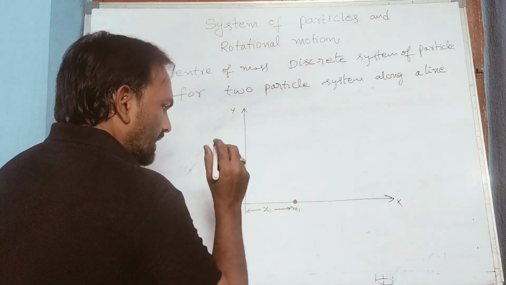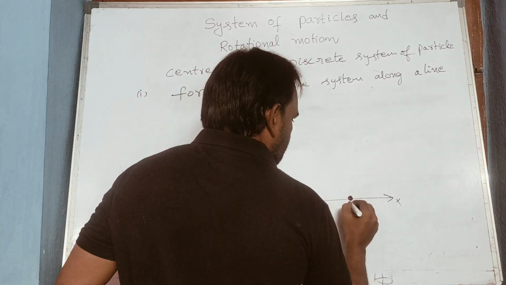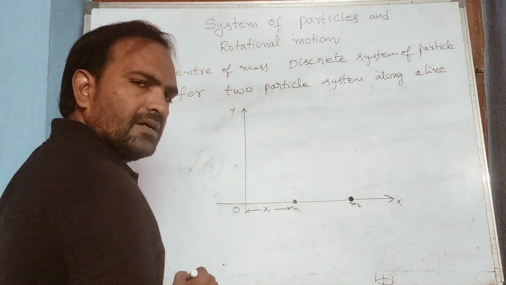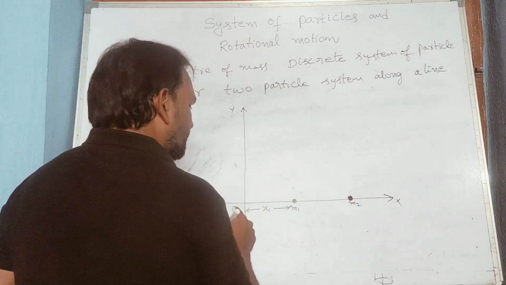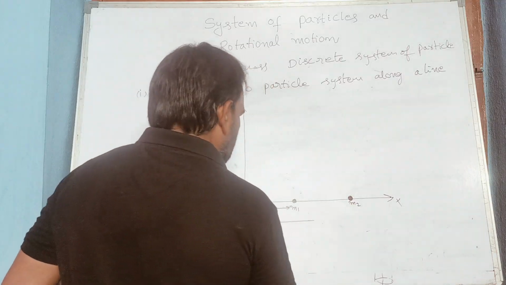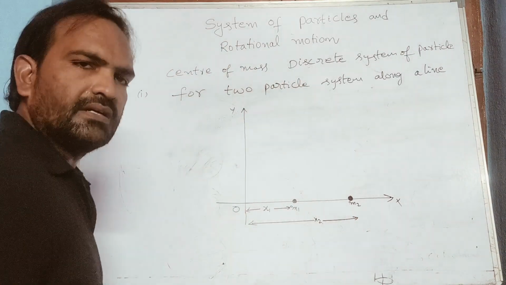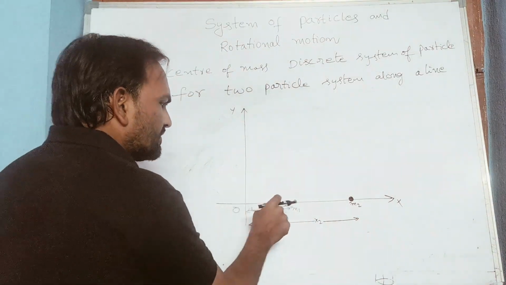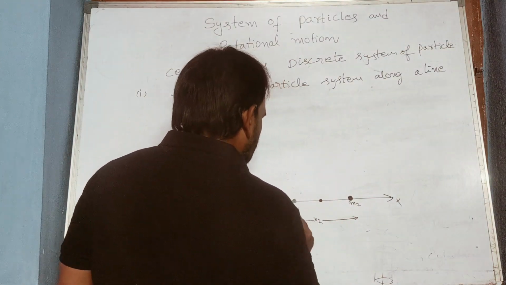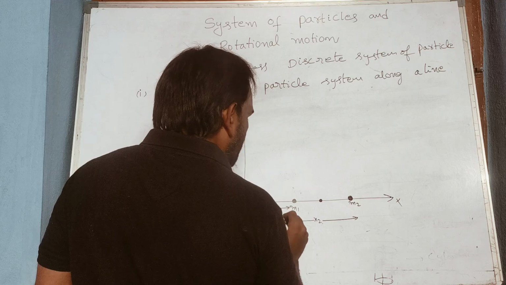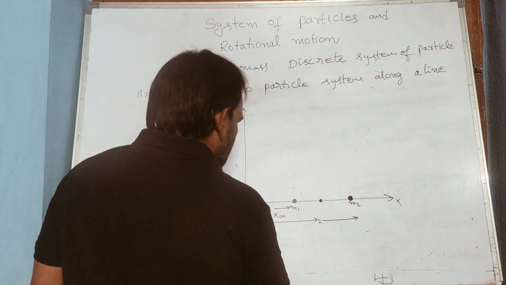Okay, students, and another particle is here. Take another particle of mass m2. This particle is at distance x2 from this origin. Okay, students. And next, the center of mass of the two particles is assumed at this point, at x distance from this origin.